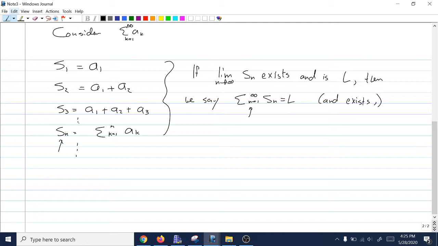Let's try an example where they converge. Let's talk about a geometric series. Should I talk about Zeno's paradox? Is that in my lecture notes? Let me just talk about this.